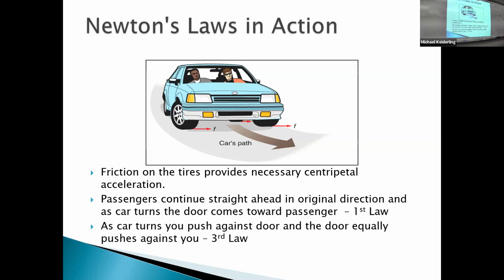So you experience Newton's laws all the time. For example, if you're in a car that's going around a corner, friction on the tires provides the necessary centripetal acceleration, and that's the second law. The passengers will continue to travel ahead in the original direction as the car turns until the door or the seatbelt or something impacts the passenger and applies a force. That's Newton's first law. And as the car turns, you push against the door and the door equally pushes against you. That is Newton's third law.